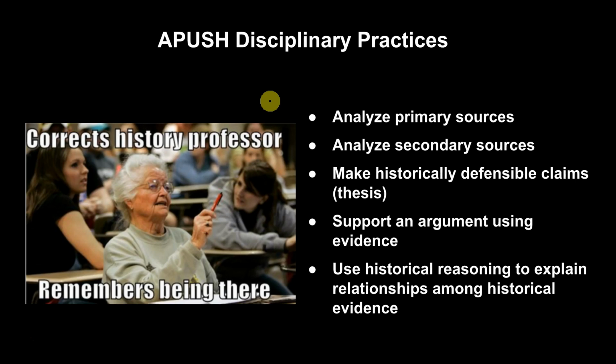So whatever your historically defensible claim is in your essays, you have to be able to support that with documents, with outside knowledge. And then use historical reasoning to explain relationships among historical evidence. You know, how do these 2 documents go together with each other? How do these ideas go together with each other? So these are all things that you're expected to be able to do as well.